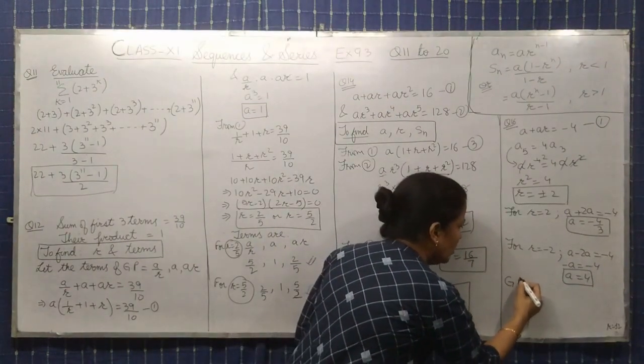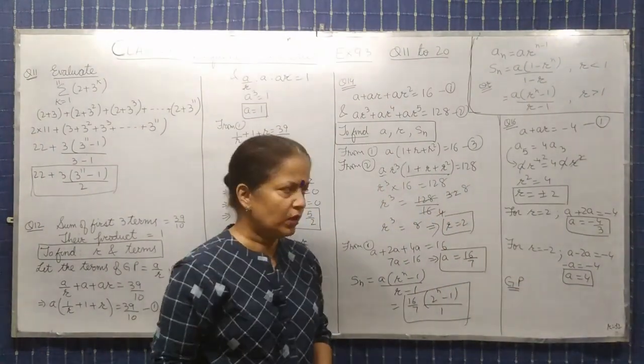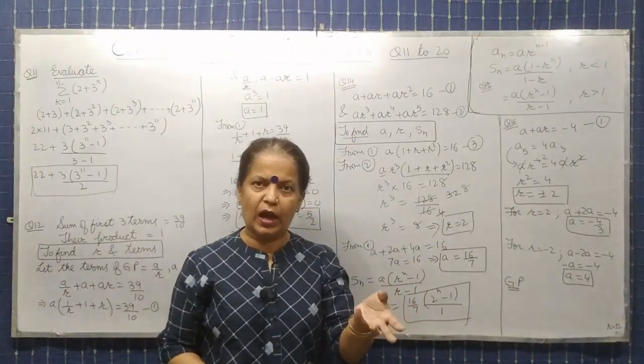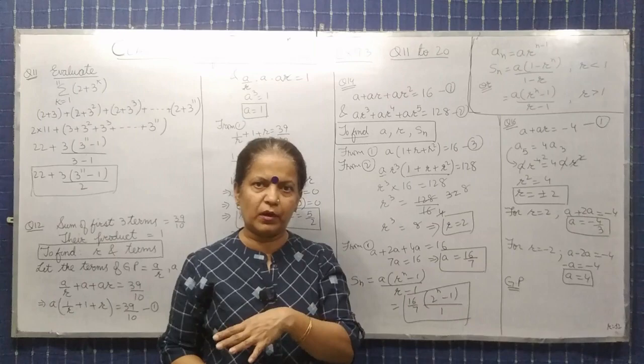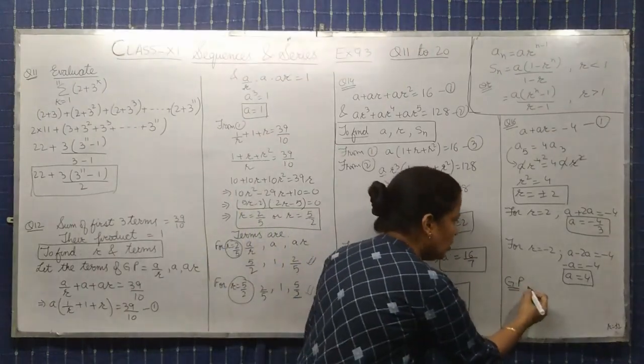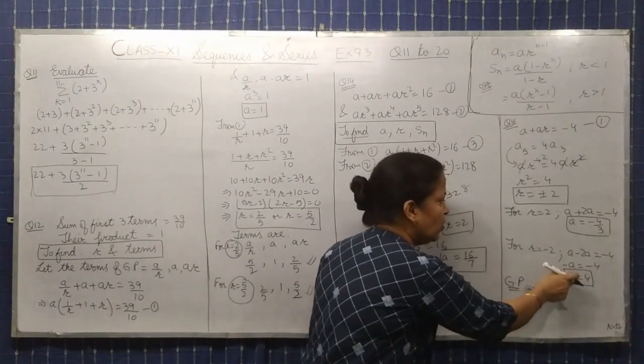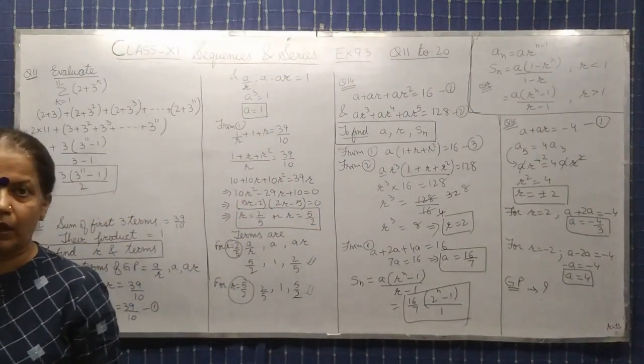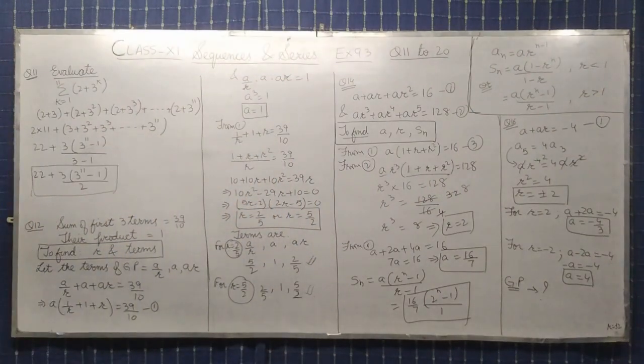So I think you can find out the GP now. GP terms are A, AR, AR power 2, AR power 3 and so on. So in this case, you will get two different GPs. Is it clear? Now we will go for the next question.